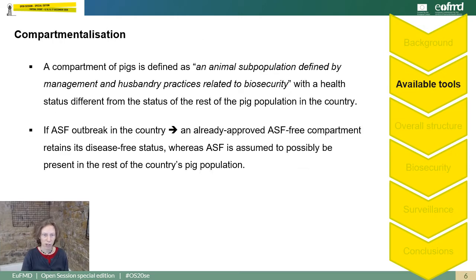With these considerations in mind, compartmentalization offers an alternative option to defining disease-free pig population. The boundaries can be set by common management and husbandry practices in the case of a compartment. Compartment pigs have an ASF status which is distinct from the rest of the country. This means that in case of an introduction of virus in the country, a pre-approved ASF compartment would retain its disease-free status, while the virus would be assumed to be potentially present in the rest of the country.